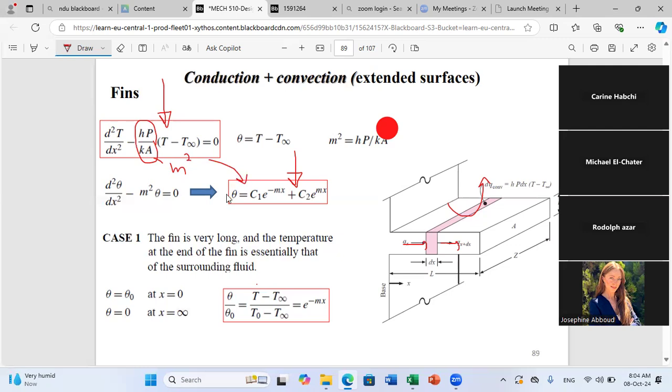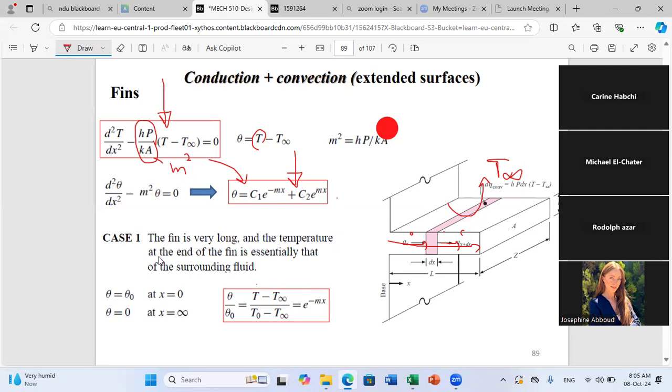Okay, and the value of m will be used in the solution because the solution of this equation is theta, which is T minus T infinity. T, if you want, is the temperature, which is varying in x. So at any location x, I can solve for the temperature. And T infinity is the surrounding temperature here. So theta is equal to C1 e to the minus mx plus C2 e to the mx, exponential. Now, depending on the boundary conditions, we solve for C1 and C2.